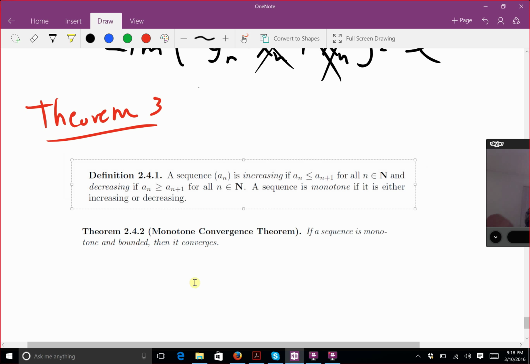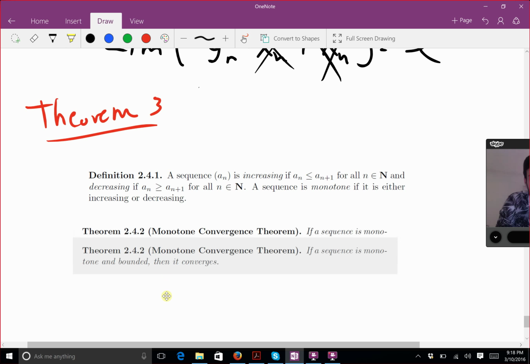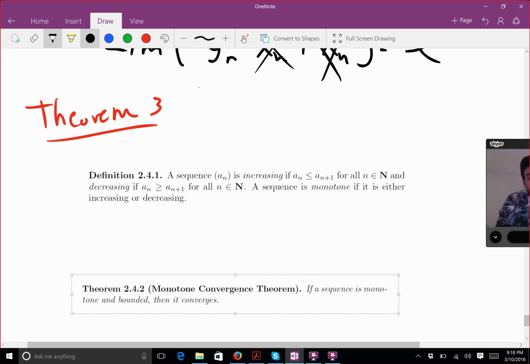Could you explain it more? Yep. So here's an example. Let me give you an example of a monotonic sequence. Okay. So here's a monotonic sequence.